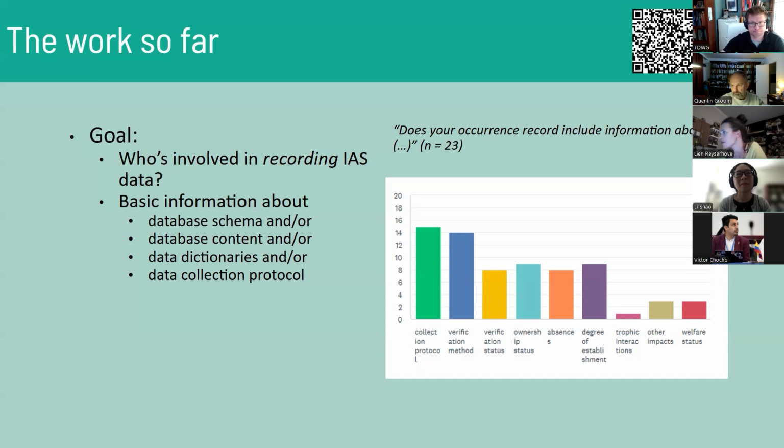I'm sorry for the layout of the graph. It's SurveyMonkey that made it, not me. I couldn't change it. But so verification method, verification status, ownership. So is the land private or is it public? About absences of invasive alien species, the degree of establishment. So is it established? Is it invasive, casual? Trophic interactions with other species or other impacts of invasive alien species on the environment, and welfare status.